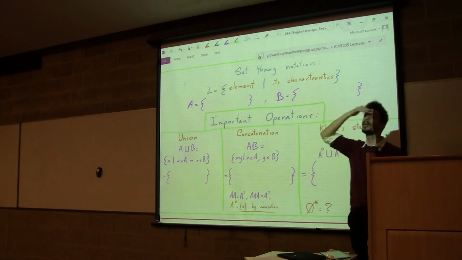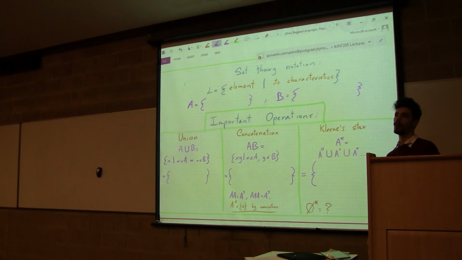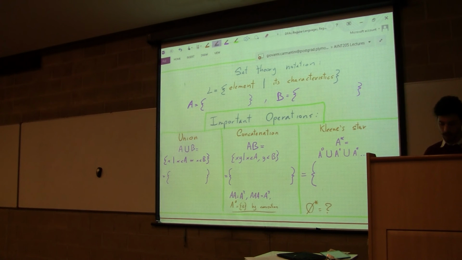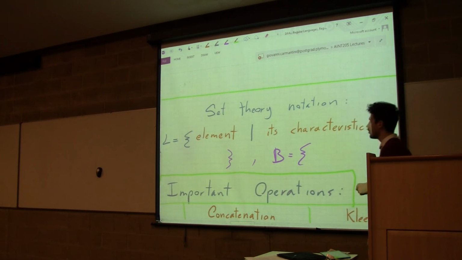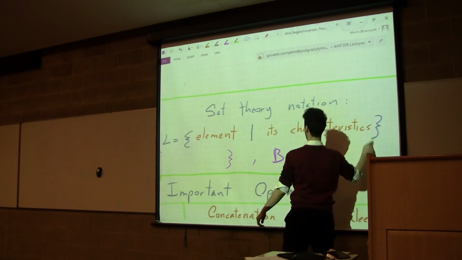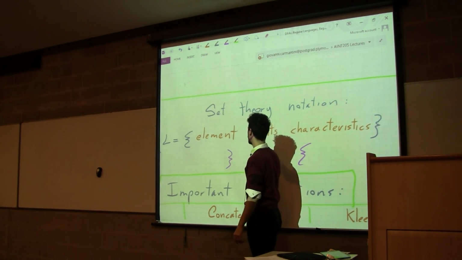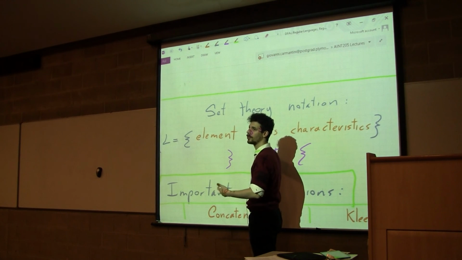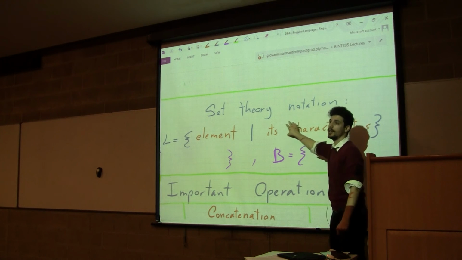So, set theory notation. If L is a set, we can give a description of the set. That's how we build our set. Usually a good way to describe the set is like this. You say L is a set, a collection of elements, where each element is such that, if you want to read it out loud, "such that". You list its characteristics here.